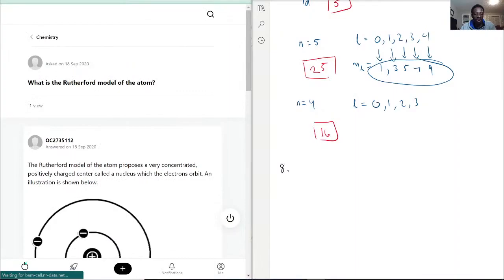We have, what is a Rutherford model of the atom? So this is more of a conceptual question, and this is based on what even Rutherford was testing. So what he did to find his model, right?